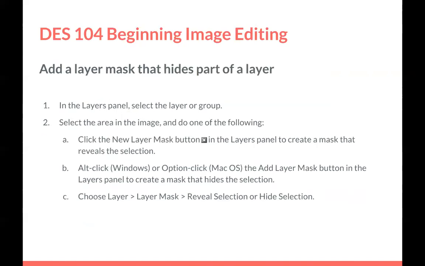And then you can add a layer mask that hides part of a layer. So in the Layers panel, select the layer or group and select the area in the image and do one of the following. Click the New Layer Mask button in the Layers panel to create a mask that reveals the selection. And then you can Option-click on your Mac the Add Layer Mask button in the Layers panel, which looks like this, to create a mask that hides the selection, or you can choose Layer, Layer Mask, Reveal Selection, or Hide Selection.